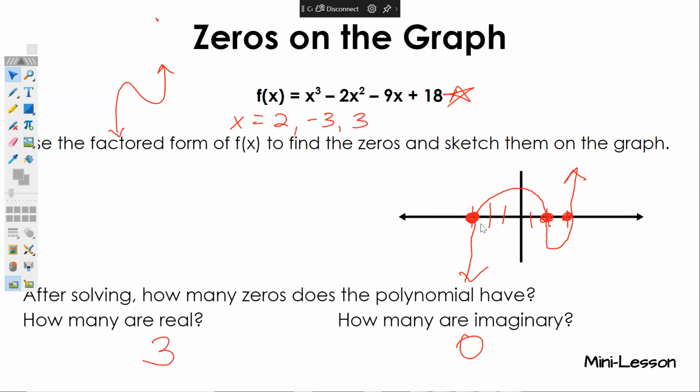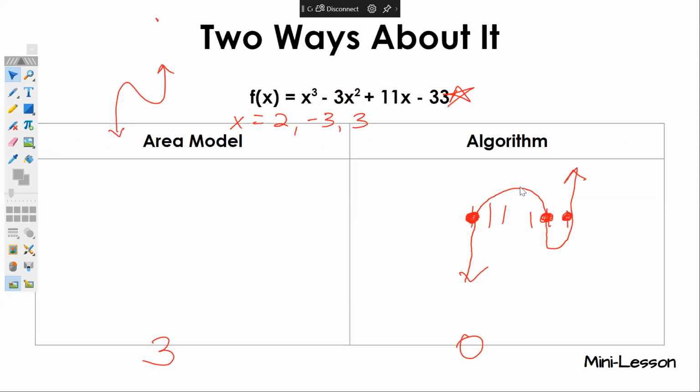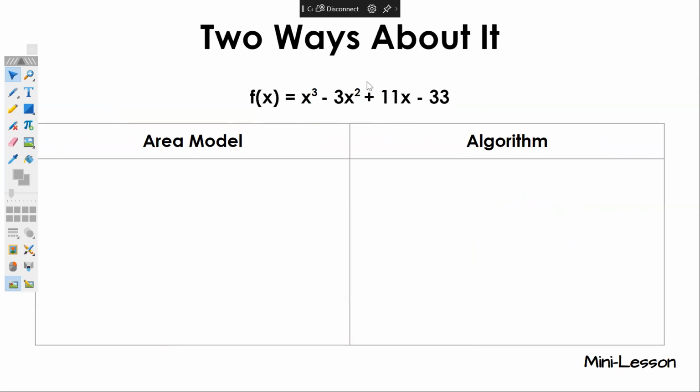But let's say, for instance, you graph it and it has an exponent of 3. We know that those are all 3, and there's no imaginary. Okay. Go ahead and take a second. Write this one out. This is example 2.